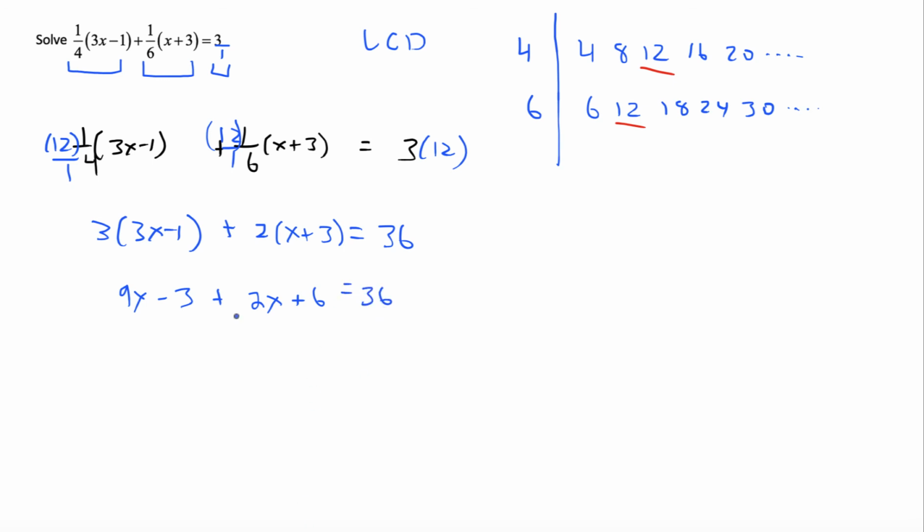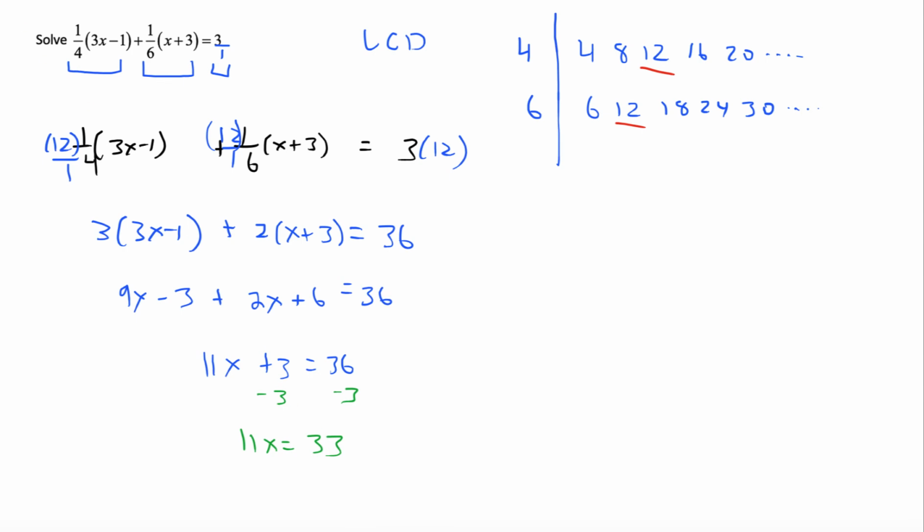Remember, we still want to combine like terms on each side of the equal sign. So on the left side here, what can we combine? Well, 9x plus 2x equals 11x. Negative 3 plus 6 equals positive 3. Now we're down to our last couple steps. We want to solve for x. You notice there's no x term on the other side of the equal sign, which is good. So from here, I want to just subtract the 3 from both sides. So I get 11x equal to 33.